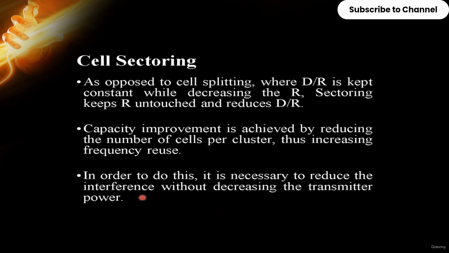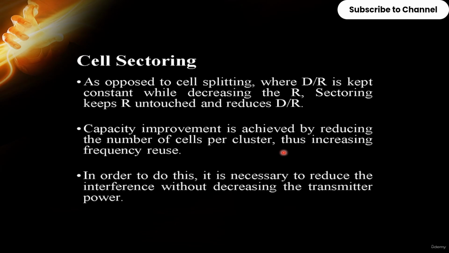Now the topic is cell sectoring. In cell sectoring, as opposed to cell splitting, we are concentrating on the D by R ratio. D is the co-channel reuse distance, the distance between two co-channel cells, and R is the radius of the cell. In cell splitting, D by R is kept constant while decreasing R. Sectoring keeps R untouched and reduces D by R. The capacity of sectoring is improved by reducing the number of cells per cluster, thus increasing the frequency reuse.